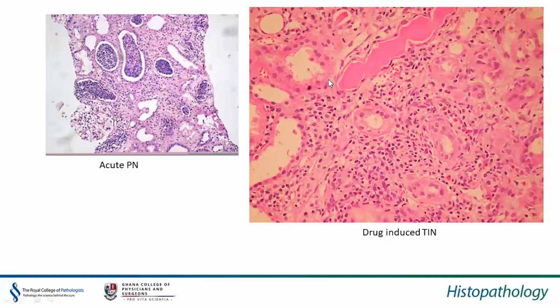This is a case of acute pyelonephritis. You can see interstitial inflammation. And look at these casts. These are pus cell casts within the renal tubules.